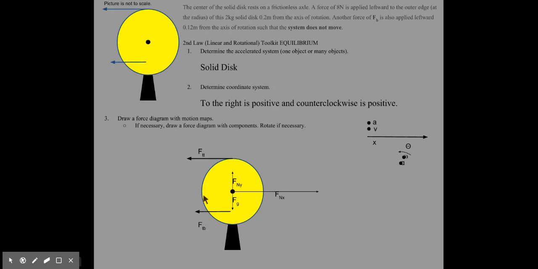Now let's look at the forces. So we've got a normal force vertically because the solid disk sits on something at the center. So whatever it's sitting on is pushing upward from the center. The force due to gravity is pulling down. We always draw that relative to the center of mass.